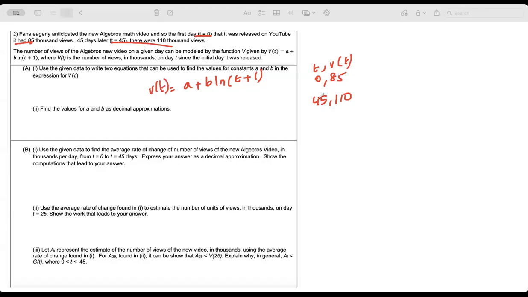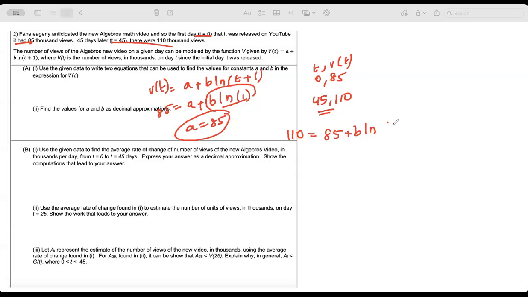So when you substitute 0 for t, ln 1 is 0. A plus B ln 1, V of t is 85. Now the problem is ln 1 is 0, so this entire thing becomes 0. A equal to 85. It will be easy questions, guys, AP pre-calc. Then you have to find B, right? Substitute that into our equation. You have another value, right? 110 equal to 85 plus B ln 46.